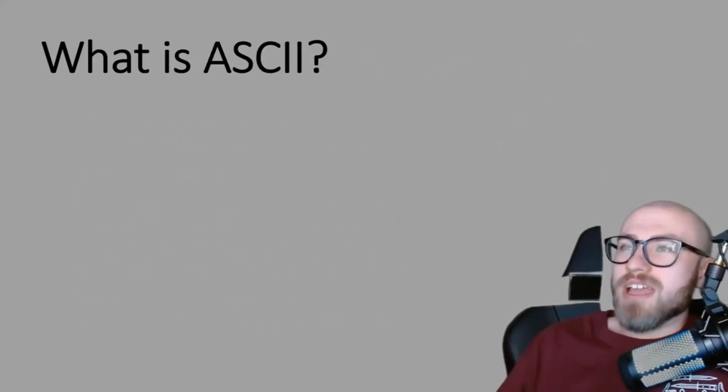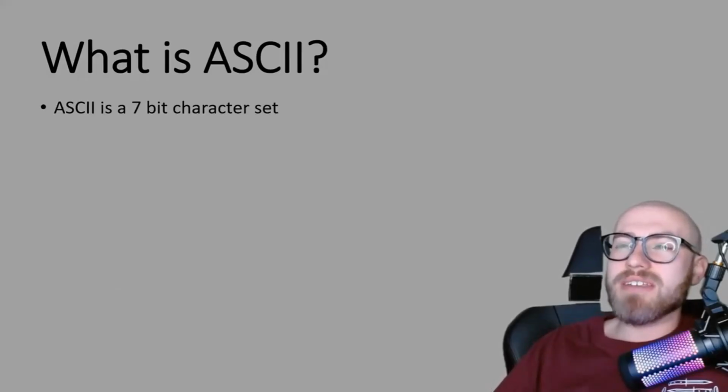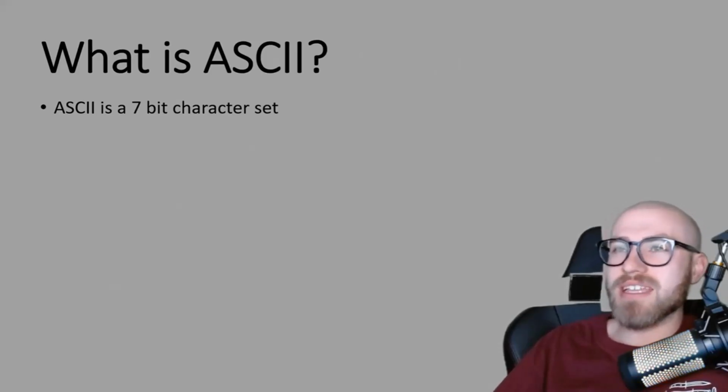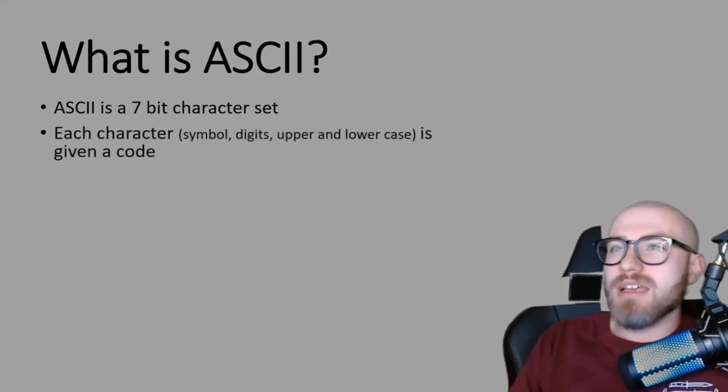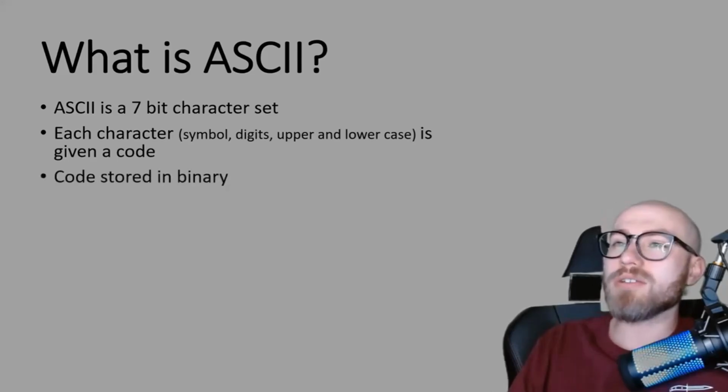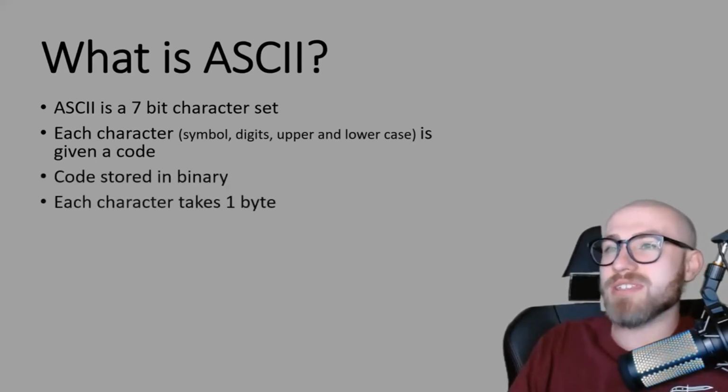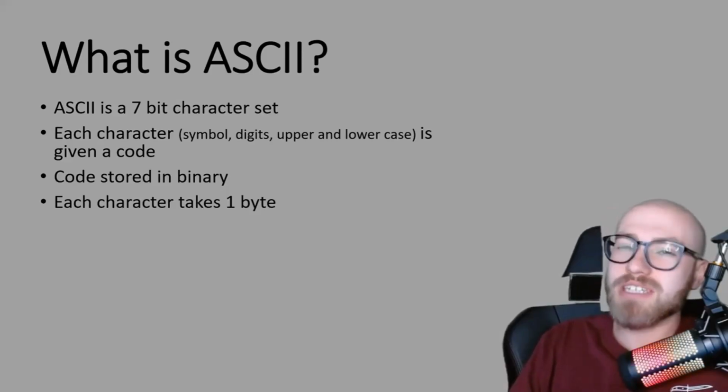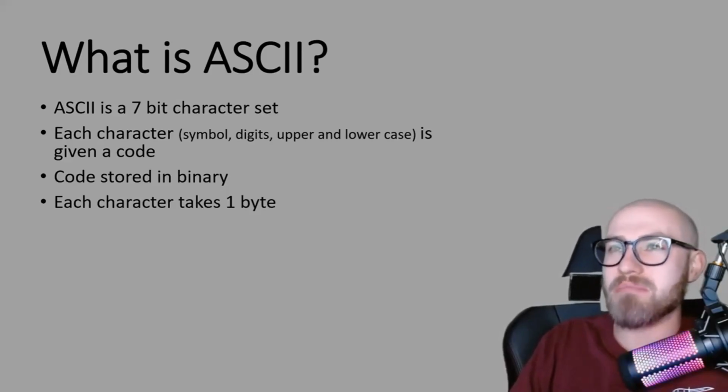Now, a really common character set is ASCII. Now, ASCII is a 7-bit character set. However, it does have a 0 at the beginning of all ASCII characters, which is going to make it into an 8-bit character set. And each character is given a code, and that code is stored in binary, which takes up 1 byte, which, as we know, 1 byte is 8 bits.